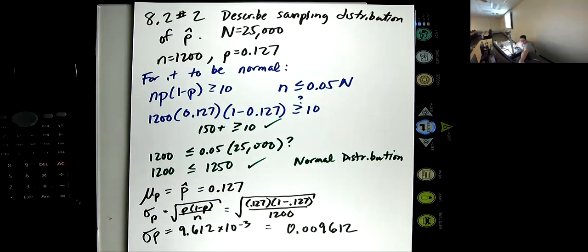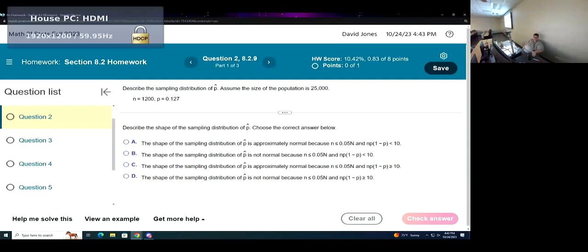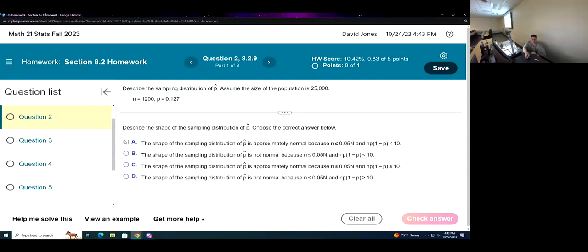All right, let's go back over to the problem, make sure I did answer everything. We said it was approximately normal. Look at that, two of them say that. A says approximately normal and C says approximately normal. They both say N is less than 5% of big N. A says N times P times 1 minus P is less than 10, and the other one says N times P times 1 minus P is greater than or equal to 10. That's the one we want.